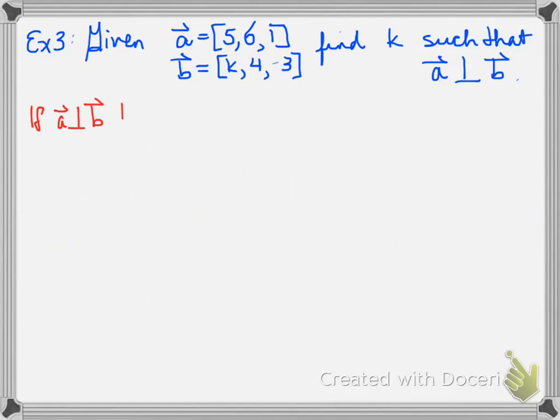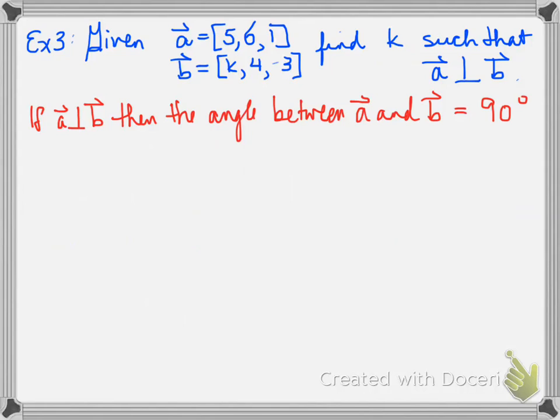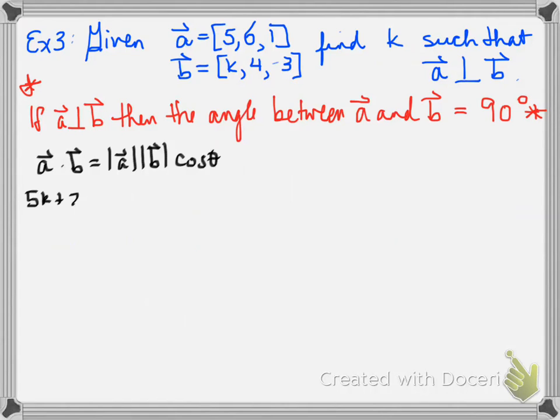Note that if vector A is perpendicular to vector B, then the angle between vector A and vector B is equal to 90 degrees. This is important to note. So once we note this, we know that the dot product of two perpendicular vectors is going to equal something unique.